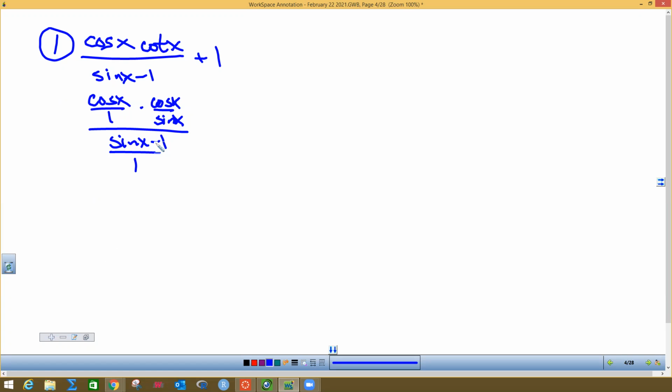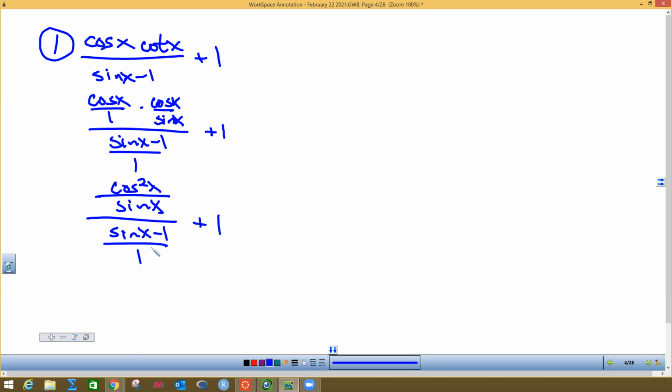Okay? Now I'm multiplying. You don't have to have common denominators when you multiply, but you're supposed to multiply straight across. Now I'm going to leave this plus 1 out there because it's still there. So I'm going to multiply straight across. This is going to give me cosine squared x over sine x, all over sine x minus 1 all over 1. And I still got this plus 1 out here. You okay to there?